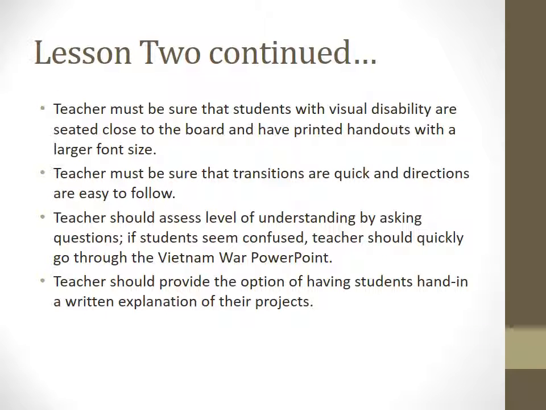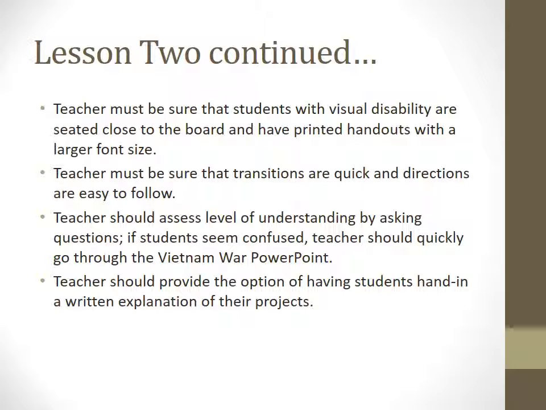So teacher must be sure that students with visual disability are seated close to the board and have printed handouts. I know I talked about this, but this is an issue in many classrooms, and teachers need to be aware of why students may be off task, why students may not be responding to what you're saying. So teachers really need to be sure that they're doing what they need to do for the student. So transition should be quick and direction should be easy to follow.